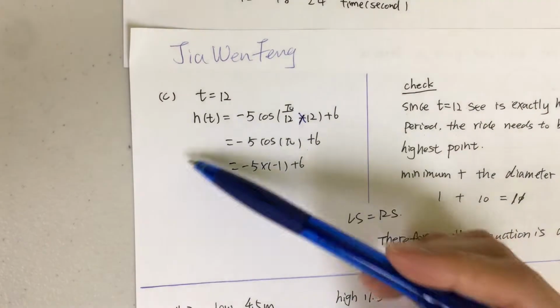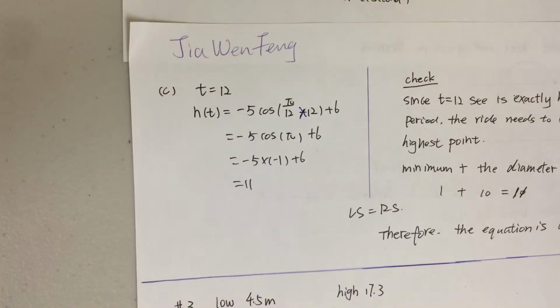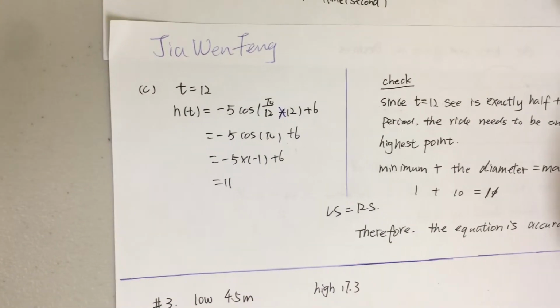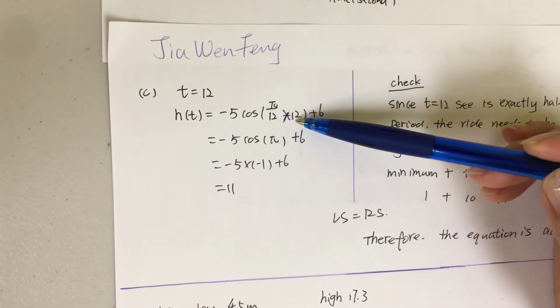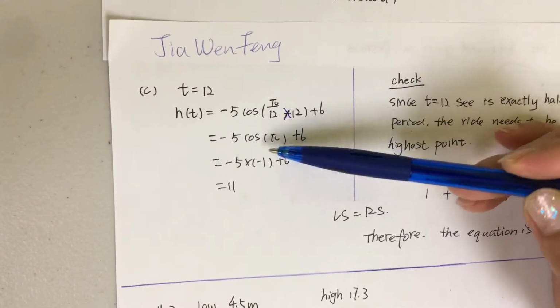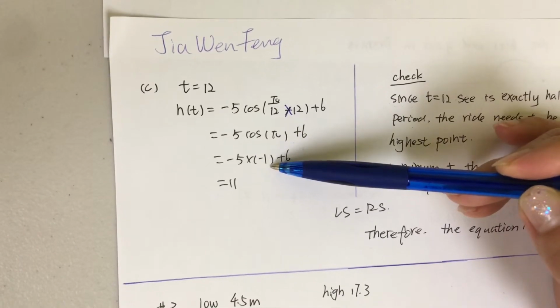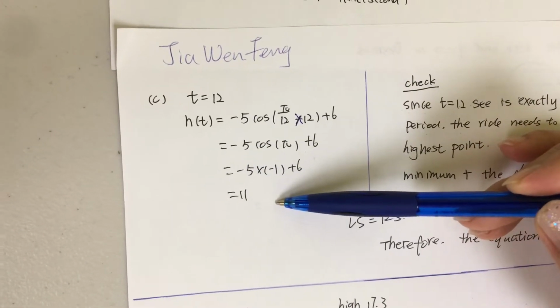they said to verify at t equals 12 seconds, which gives accuracy. So at t equals 12, if we substitute into the equation I found from part B, we plug in t equals 12. Because pi over 12 times 12 gives pi, and we do know cosine pi equals negative 1, the total height will be 11 meters.